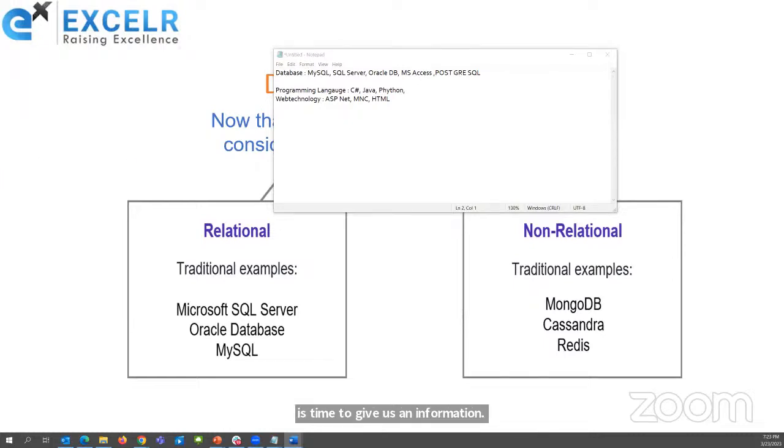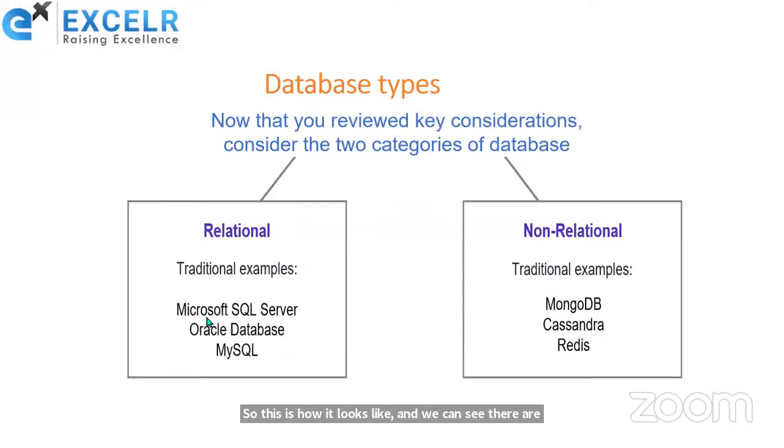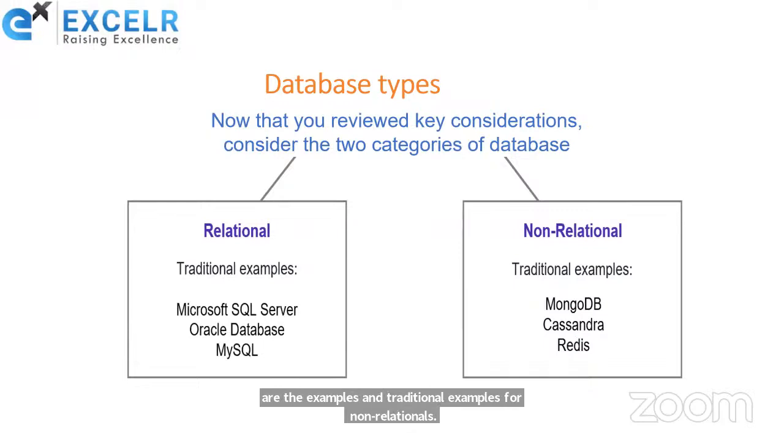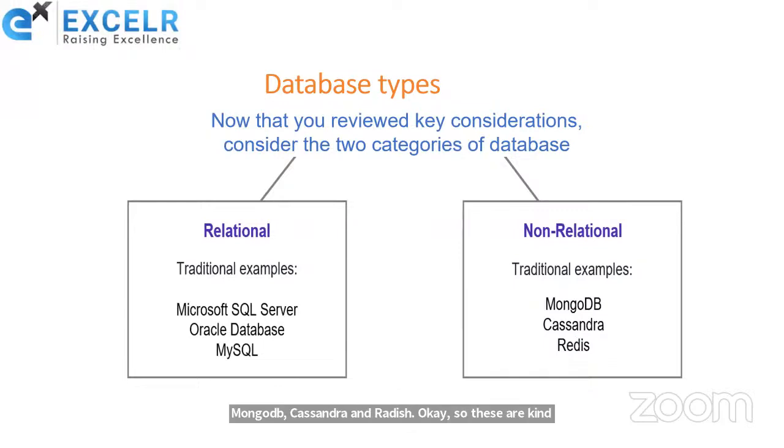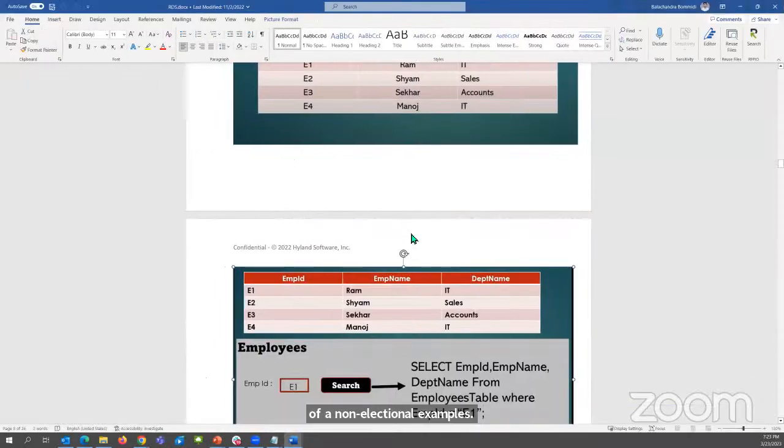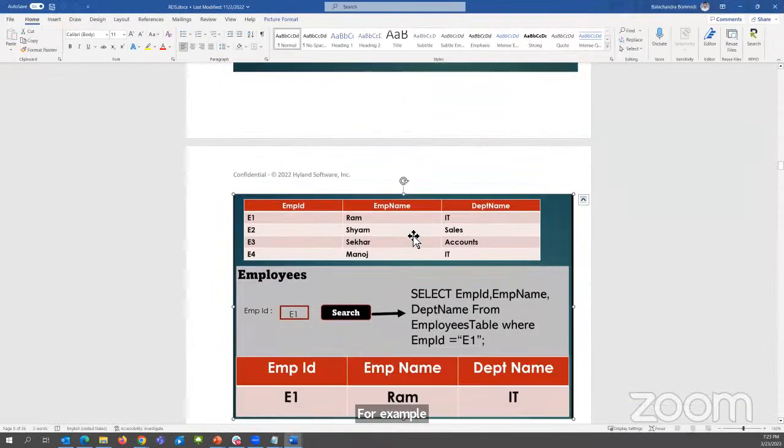So this is how it looks, and we can see there are relational and non-relational databases. These are the examples, and traditional examples for non-relational are MongoDB, Cassandra, and Redis. Okay, so these are non-relational examples. For example, I'll try to show you an example here.